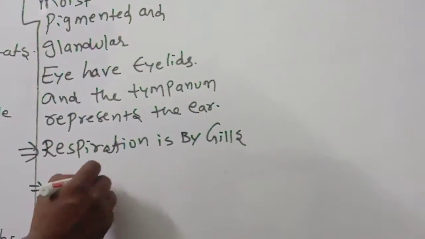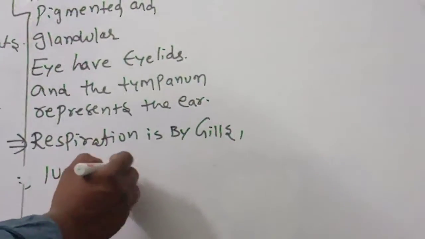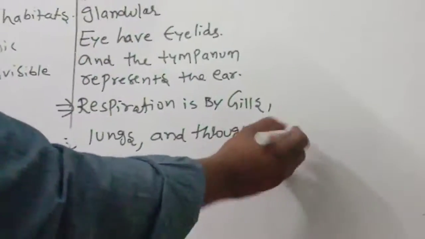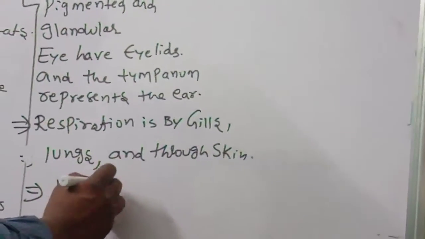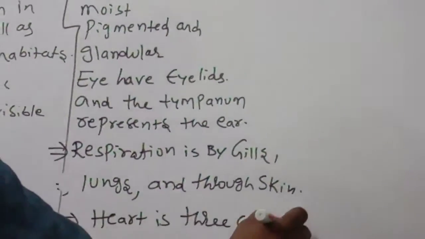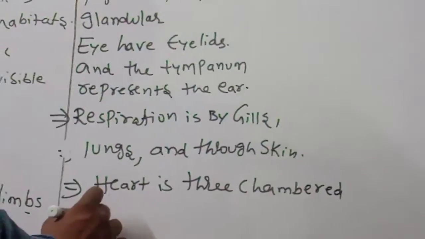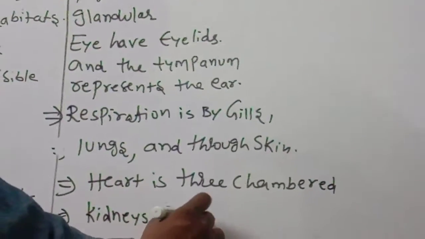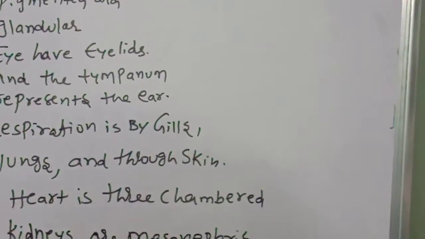Lungs, okay, children. Respiration is through gills and lungs, and through skin also. The next most important point to discuss: the heart is three chambered. Kidneys are mesonephric. These points you should remember.